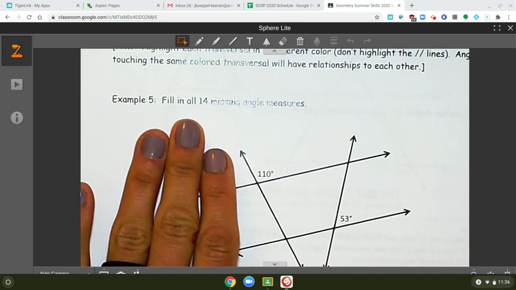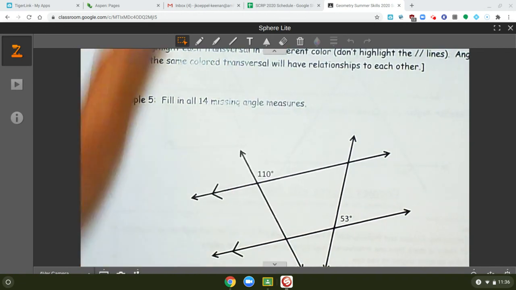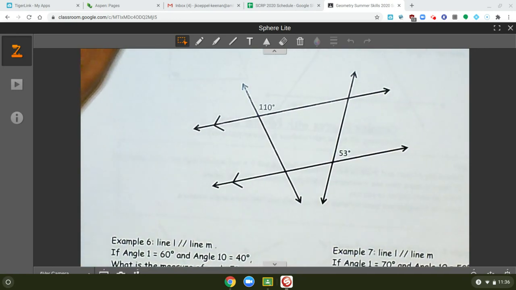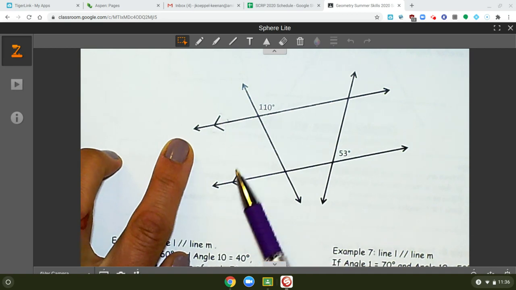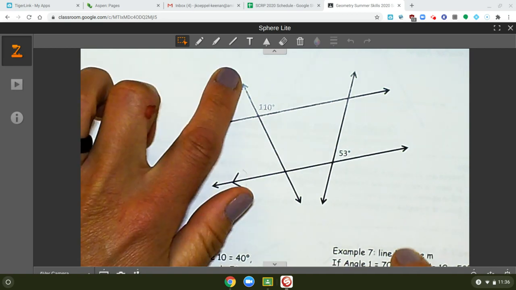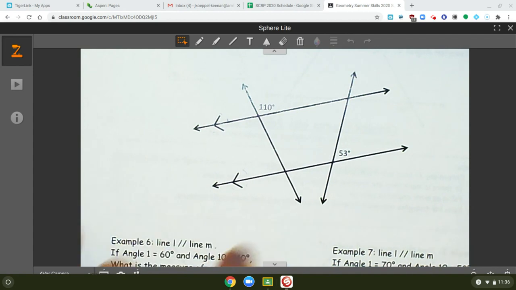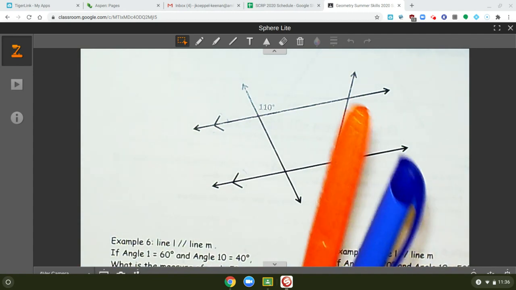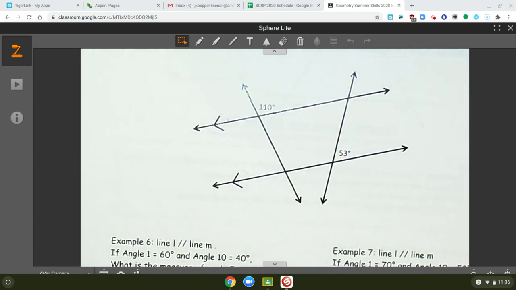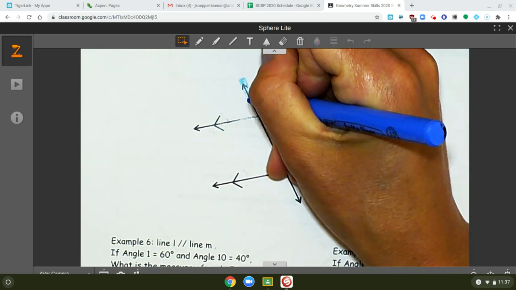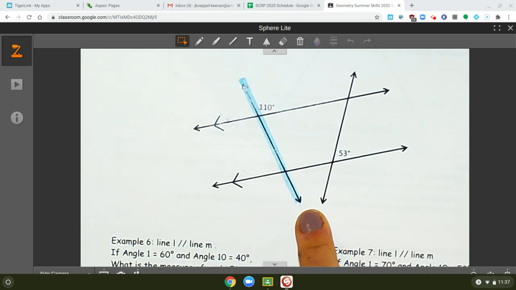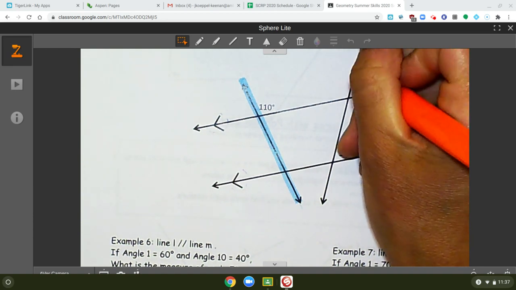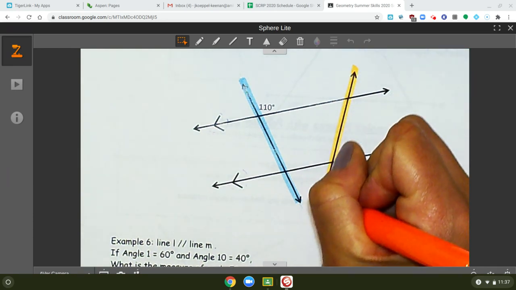Number five, fill in all 14 missing angles. Now, if we look at the figure, we have the two parallel lines. I know they're parallel because they have that extra arrow. That means we have two different transversals. So what I'd like you all to do is please take your two different highlighters. Highlight the 110 degree angle. Highlight that transversal in one color. And highlight the other transversal in a different color.